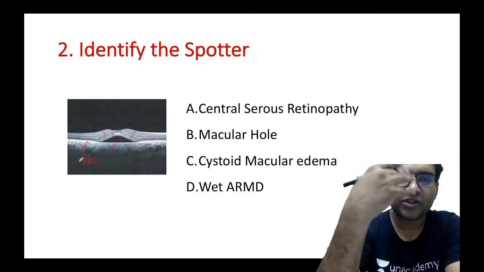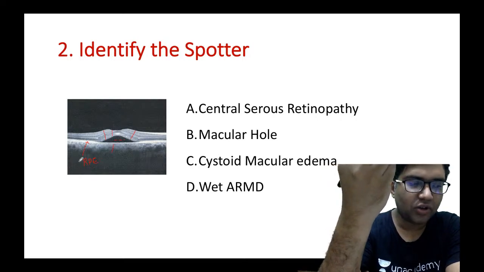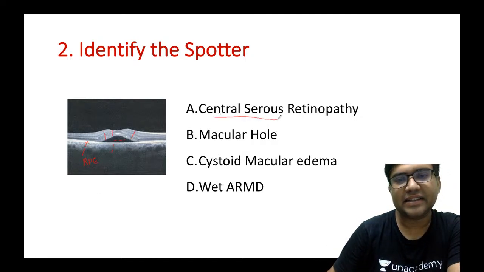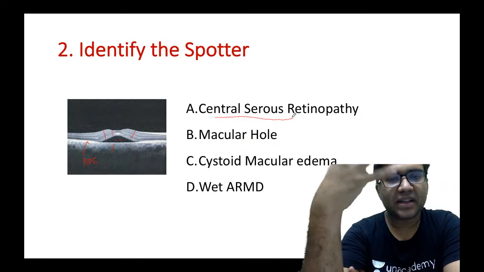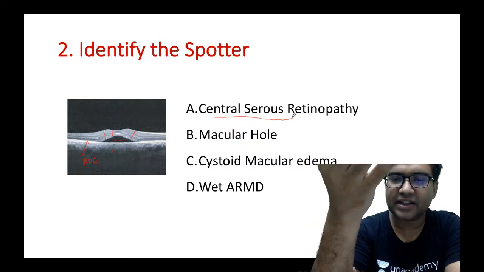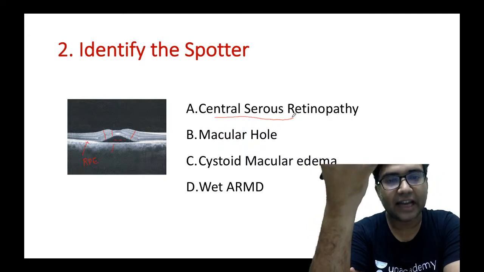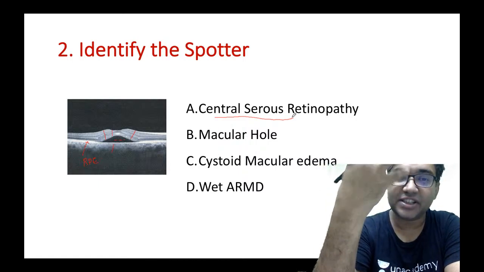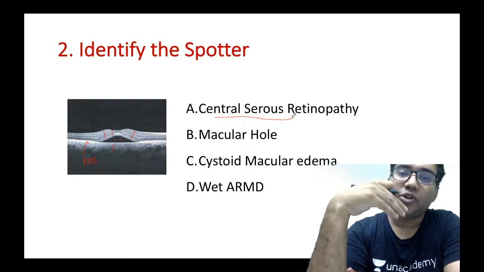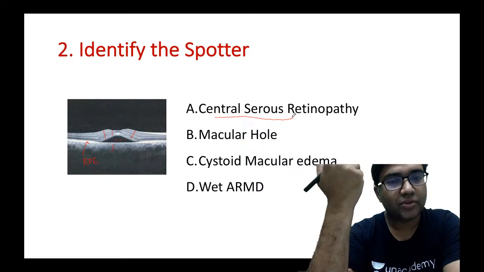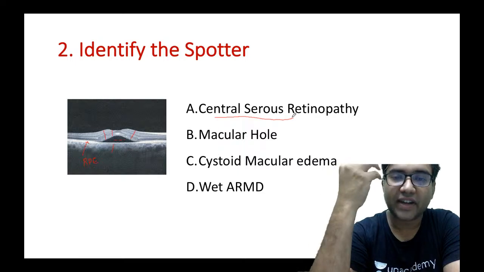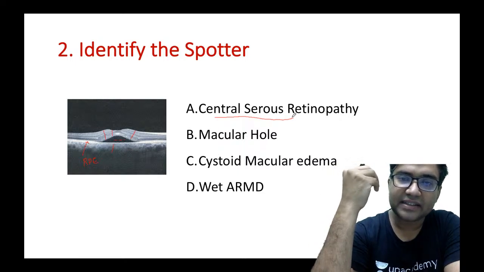Okay, so it is called a foveal detachment. It is called central serous retinopathy. In my plus course, I told you about the various features of central serous retinopathy, like it is seen in type A individuals who are very anxious. It is also seen in those individuals who use steroids, and pregnancy and tuberculosis are also risk factors for central serous retinopathy.